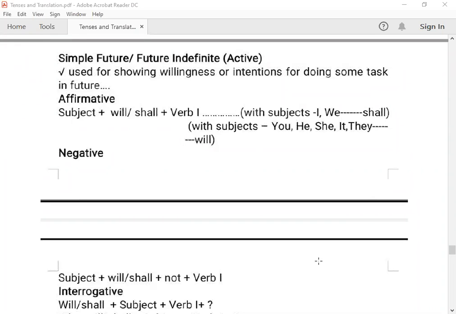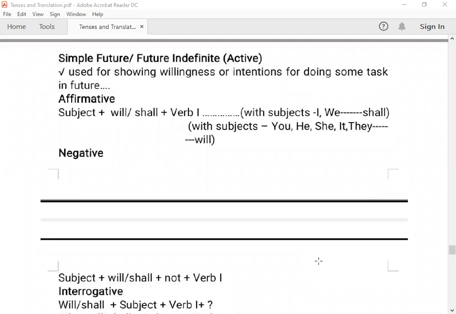In a way we can say that it is the thing that you plan or intend when you are conversing with some person, and at that spot, at that time, you show your intention and plans that you want to do something in the future or not. That is what makes future indefinite.